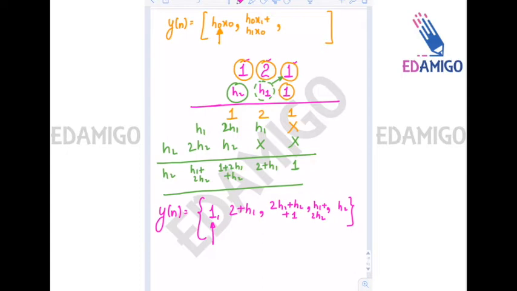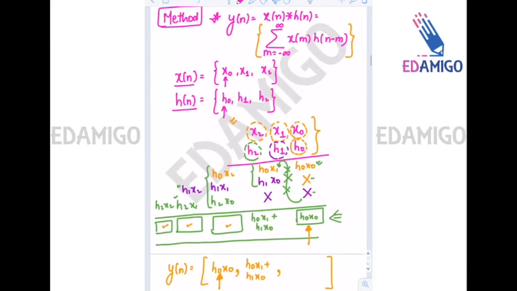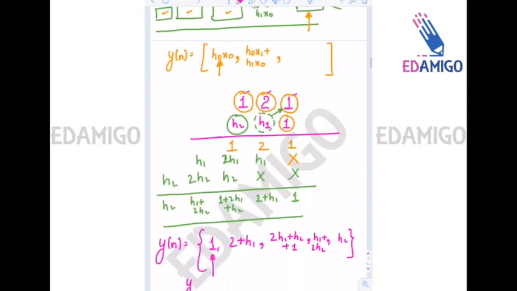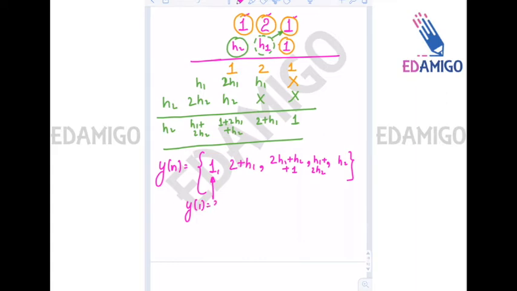It is given in the question itself that y1 is equal to 3 and y2 is equal to 4. y1 is equal to 3. So we can say that 2 plus h1 is equal to 3. This implies h1 is equal to 1. And y2 is equal to 4. This is y2, that is 2h1 plus 1 plus h2 is equal to 4. Since h1 is equal to 1, we can say that h2 is equal to 1. So h1 is also 1, h2 is equal to 1.